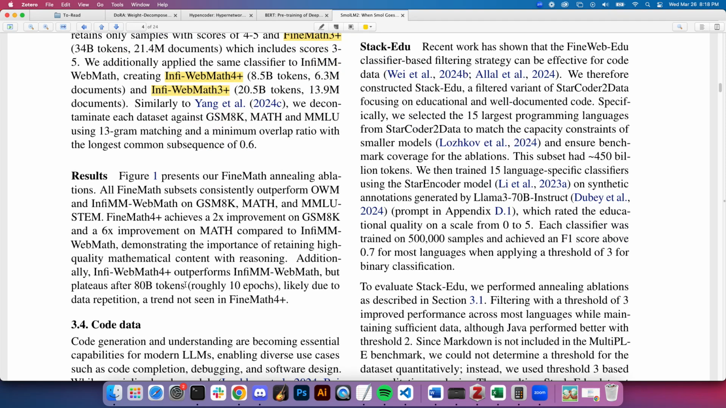All right, moving on to results. Figure 1 presents our FineMath annealing ablations. FineMath consistently outperforms the other ones on these benchmarks. FineMath 4+ achieves a 2x improvement on GSM-8K and a 6x improvement on MATH. So that's amazing. This demonstrates the importance of retaining high-quality mathematical content with reasoning. And then InfiMM WebMath 4+ outperforms InfiMM WebMath, but plateaus after 80 billion tokens, 10 epochs, most likely due to data repetition, a trend not seen in FineMath 4+.